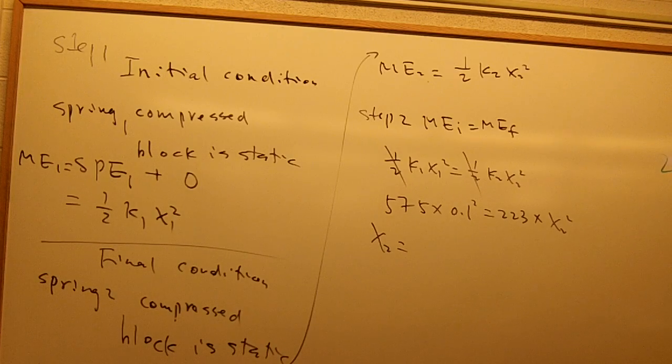So now I can use my 10 inch. 5.75. Just put 571 times 0.1 squared divided by 5.75 equals 223 times x squared. So then you divide by 223, which gave me this. And I took the square root.